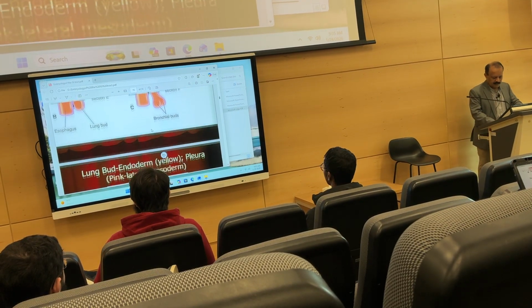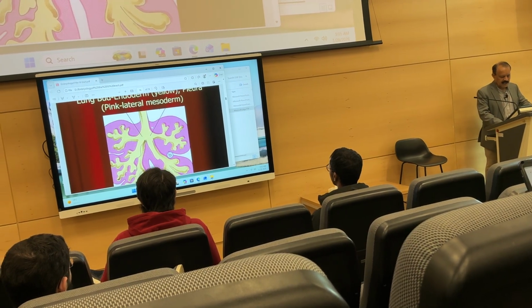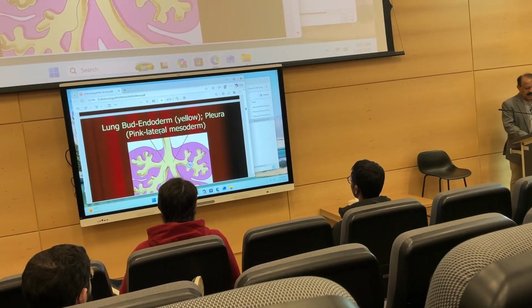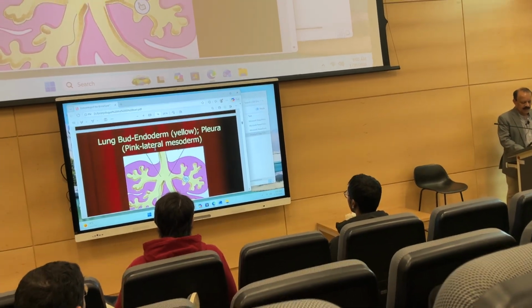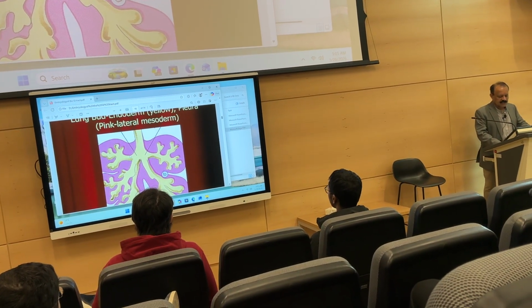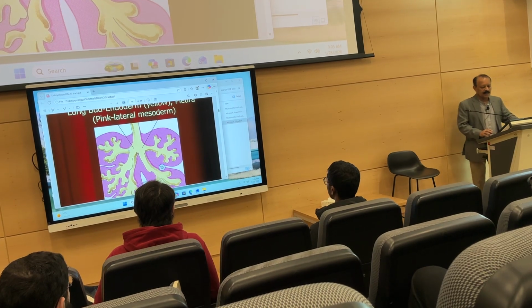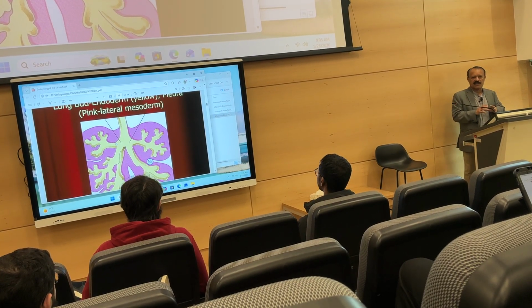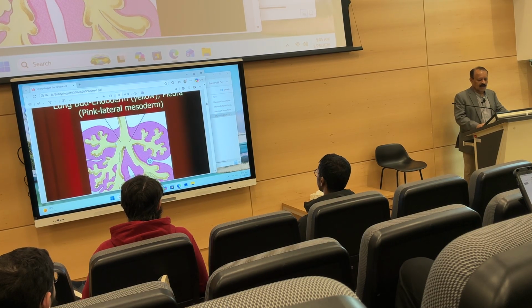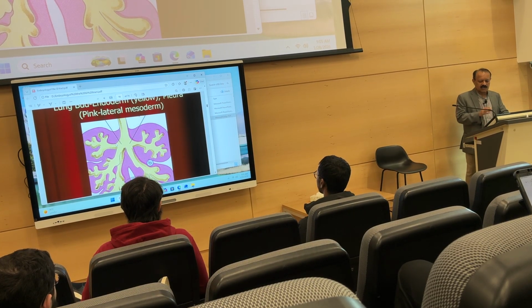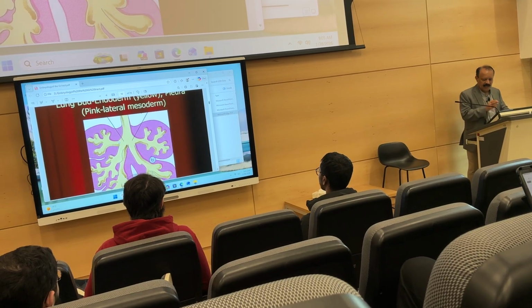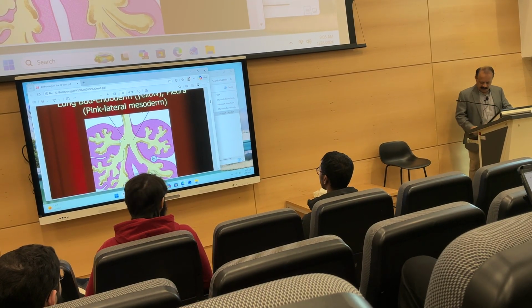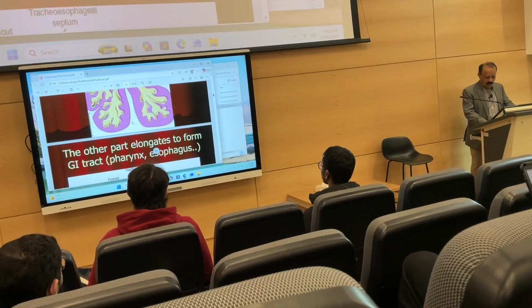Let's see. This is the lung bud, endoderm yellow, pleura, etc. So this is forming through the amniotic fluid. This picture is showing that lung development is 100% dependent on the amniotic fluid, and the yellow color shows the endoderm. So there is a connection of endoderm, GI tract, and the respiratory system. That's all you have to know.